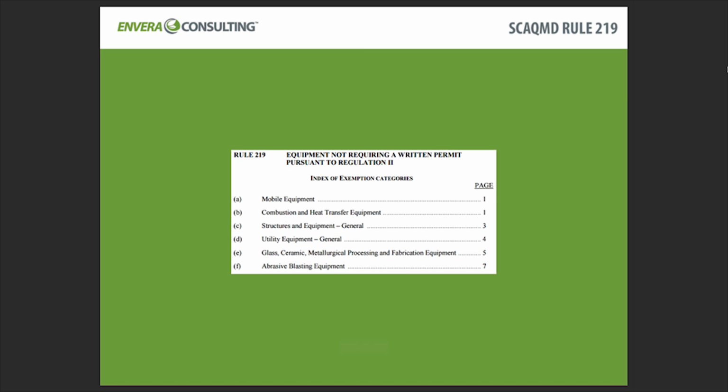Now, there are exemptions to Rule 201, or in other words, there are exemptions to permitting, and the exemptions are outlined in Rule 219. Now, in determining the applicability of a piece of equipment to permitting, you first want to look at Rule 201, and then you will want to look at Rule 219, and then you want to look at the third rule, which actually isn't presented here on the slide, but you will also want to look at the registration requirements under Rule 222.